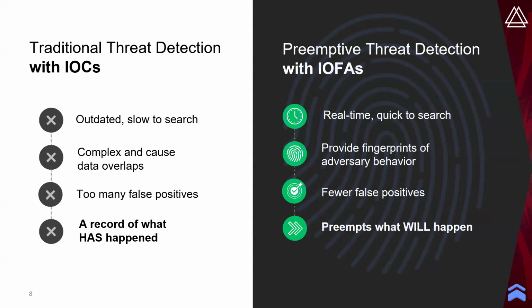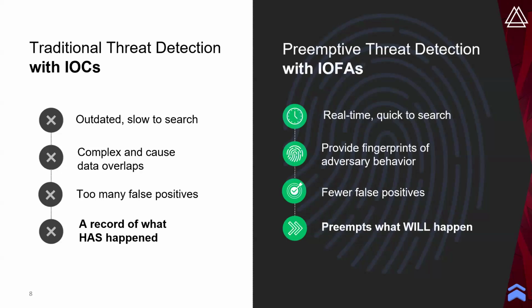But IOFAs, on the other hand, are forward-looking. Instead of focusing on post-attack evidence, IOFAs are designed to detect malicious intent during the planning and setup phases of an attack. They really provide early warning by identifying adversary infrastructure, whether again that be domains, DNS configurations, hosting setups, and other elements, long before they're actively used. And the difference here between IOCs and IOFAs is like the difference between investigating a crime scene and intercepting a plot before it happens.